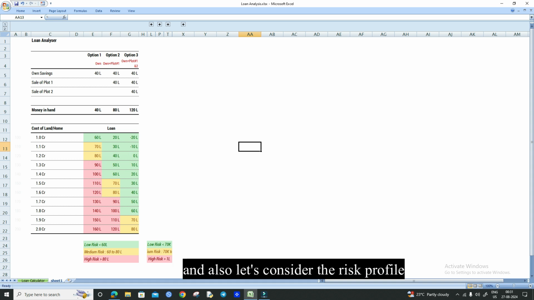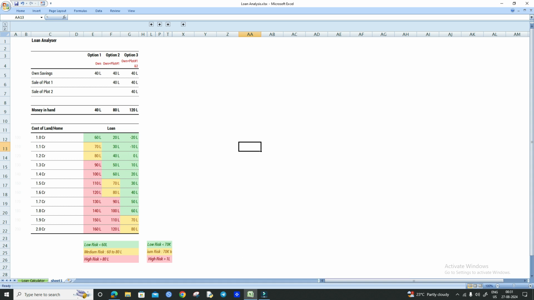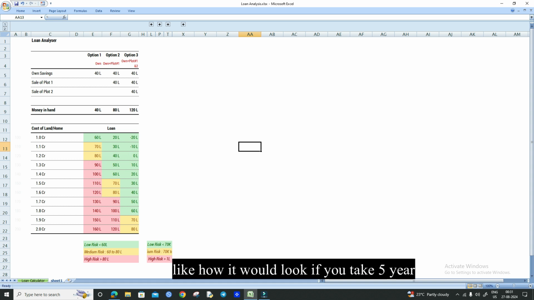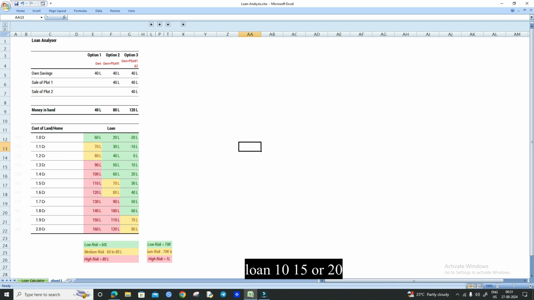And also, let's consider the risk profile, like what is the risk of eligibility for you in terms of low, medium, and high. We'll also consider a couple of other examples as well, like how it could look if you take a 5-year loan, 10, 15, or 20. Without much ado, let's get started.